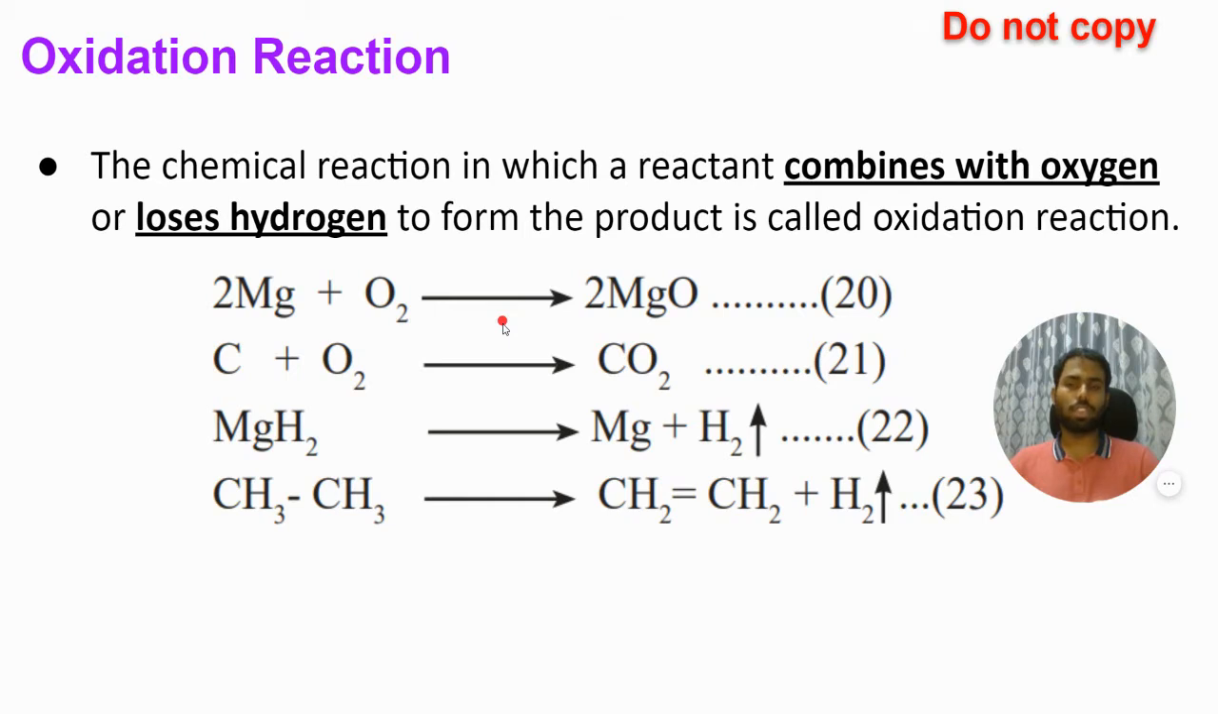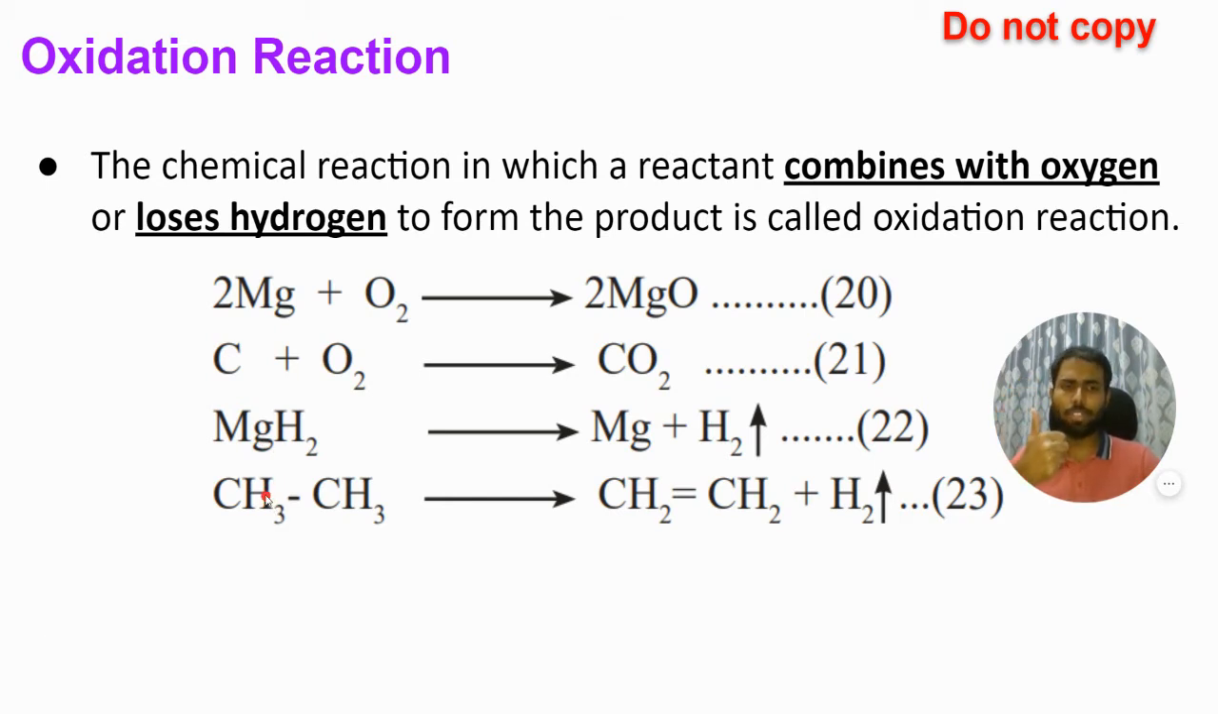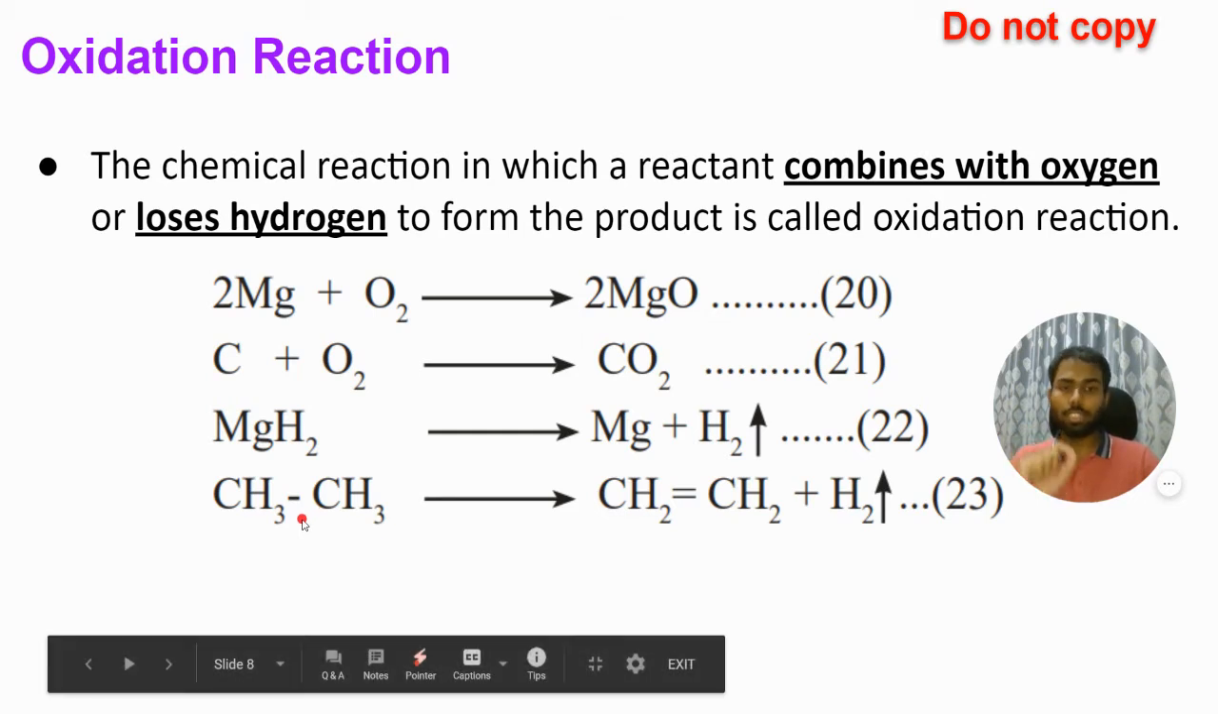These are the examples. If you notice, in the first two equations, the reactants are combining with oxygen. Magnesium plus oxygen gives magnesium oxide. Carbon plus oxygen gives carbon dioxide. So in the first two reactions it is combining with oxygen. In the next two reactions, hydrogen is being given out, right? Where is this hydrogen coming from? It must be coming from the reactants themselves. So in the next two reactions, the reactants are losing hydrogen. So it can either combine with oxygen or it can lose hydrogen. Both of them are called oxidation reactions. So all these four reactions are oxidation reactions.